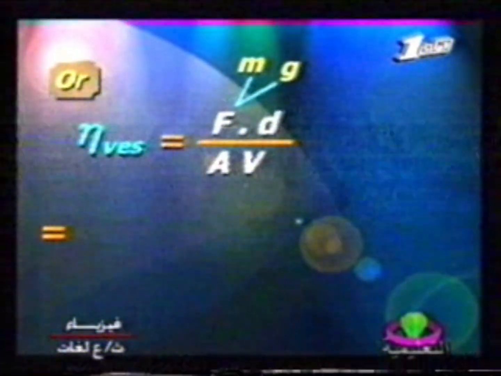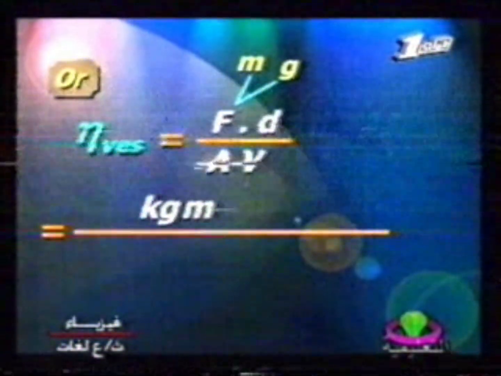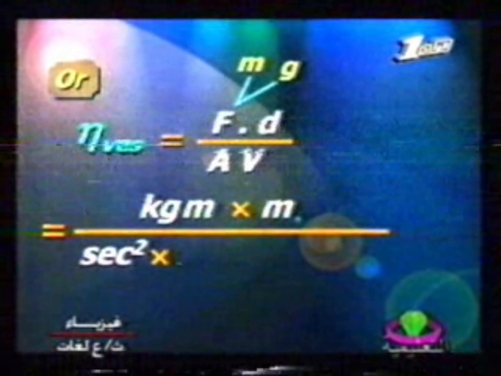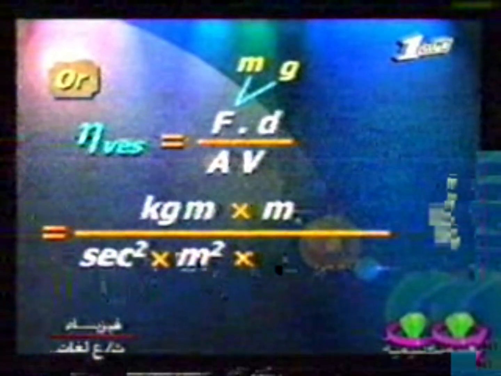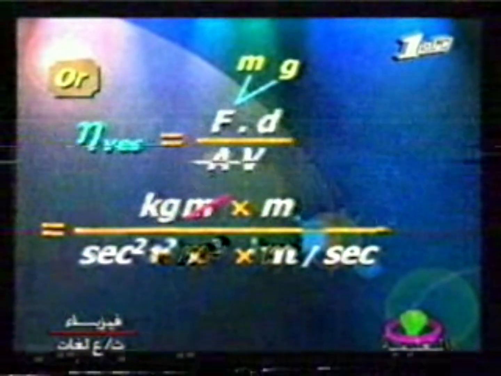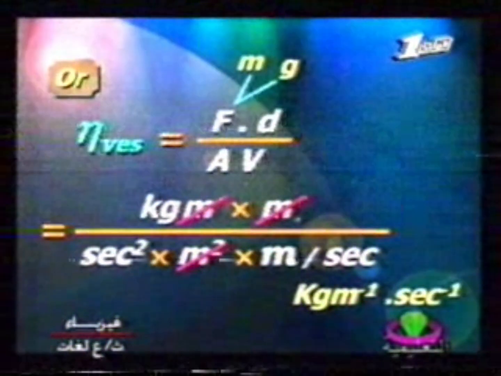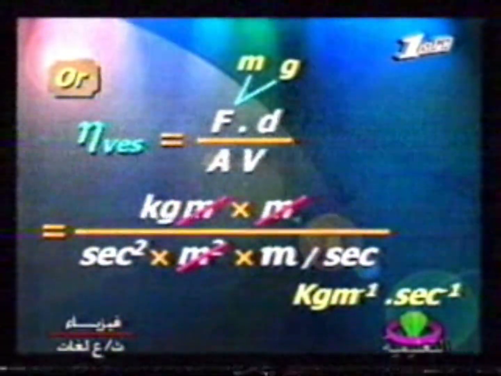Since eta equals Fd over AV, and force equals mass times gravity, the mass is measured in kilogram, the gravity in meter per second square, the area in meter square, and the velocity in meter per second. Therefore, we get eta equals kilogram meter negative 1 second negative 1.